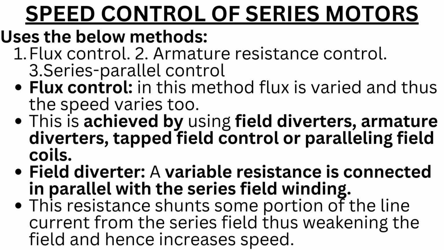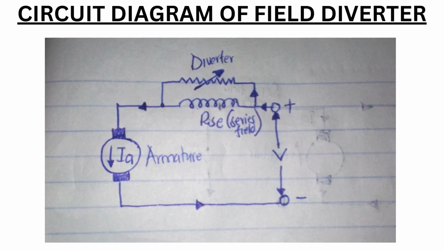This is achieved by using field diverters, armature diverters, tapped field control or paralleling field coils. Field diverter: a variable resistance is connected in parallel with the series field winding. This resistance shunts some portion of the line current from the series field, thus weakening the field and hence increasing speed. The below circuit diagram is of a field diverter.